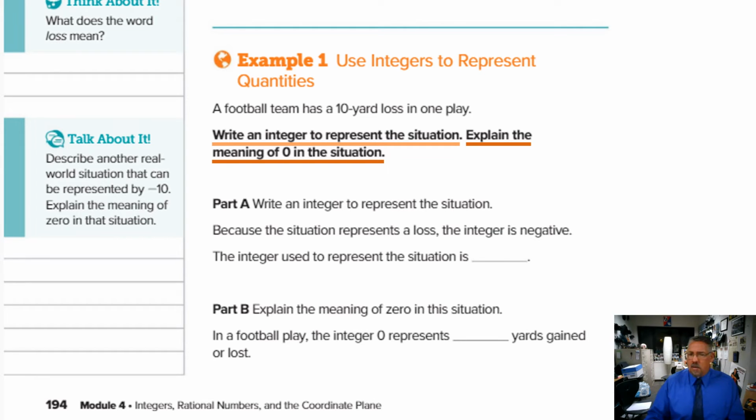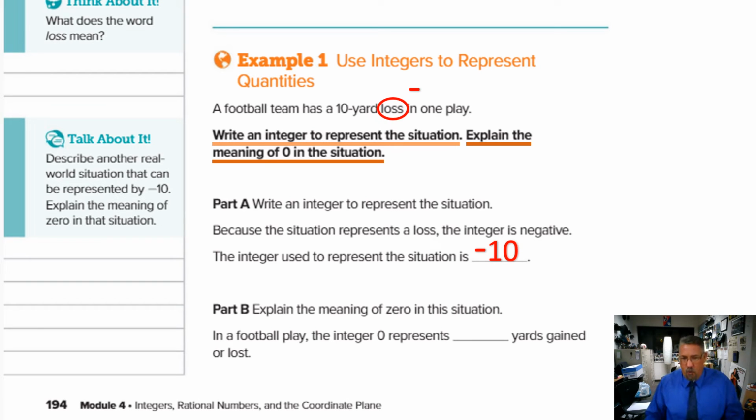Usually the first part is the easy part for most sixth graders, and for the second part they're like, I have no idea, it's too confusing. I promise it's not. The first one: I need to look at the situation. The football team has a 10-yard loss in one play. Loss should indicate to me that it's going to be a negative number. The play goes into action, someone is tackled behind the line, maybe the quarterback is sacked, but they lose 10 yards. Therefore, it's a negative 10.